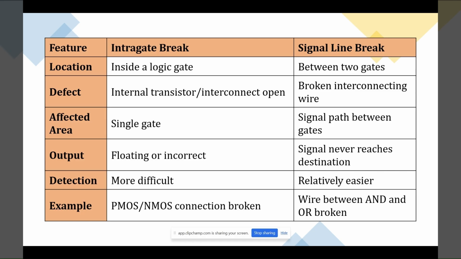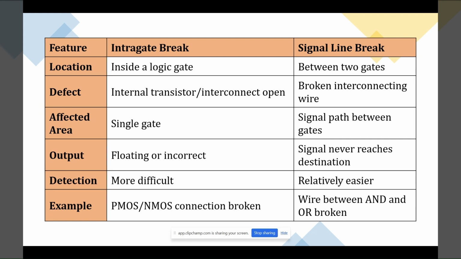Comparing the signal line break and the intra-gate break: the location of an intra-gate break is inside the gate, whereas a signal line break is between two gates. The defect occurs internal to the transistor in intra-gate, whereas in signal line break it is a broken interconnecting wire. The affected path is a single gate in intra-gate, whereas the signal path is affected in signal line break. Floating or incorrect output happens when an intra-gate break occurs, while in a signal line break the signal never reaches the destination. For detection, intra-gate is the most difficult, and signal line break is relatively easier.